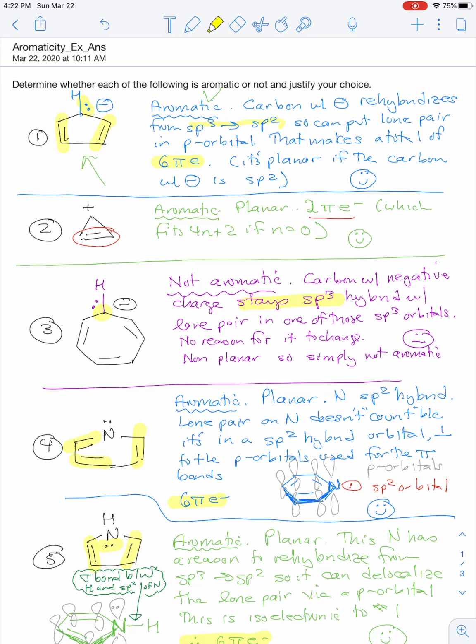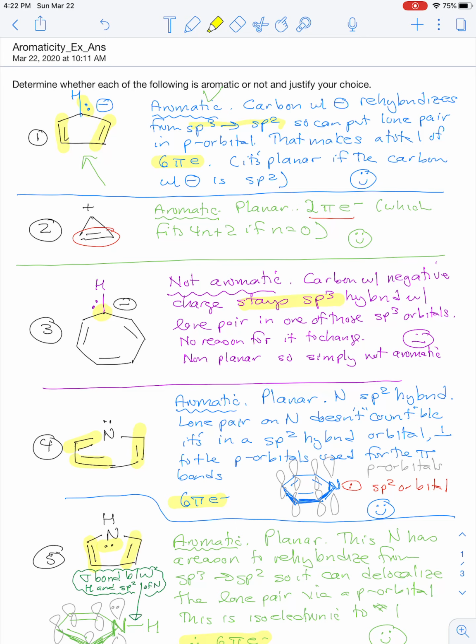And this particular ring is going to be planar as long as the carbon with the negative charge is sp2. So again, we have a planar ring, 6 pi electrons, continuous chain of sp2 hybrid orbitals with one unhybridized p orbital each, and that makes this first compound aromatic.